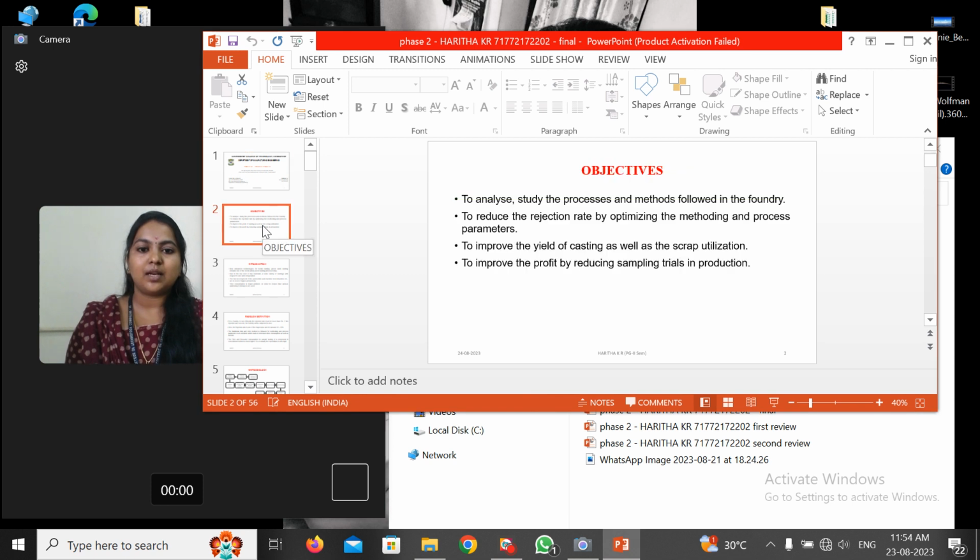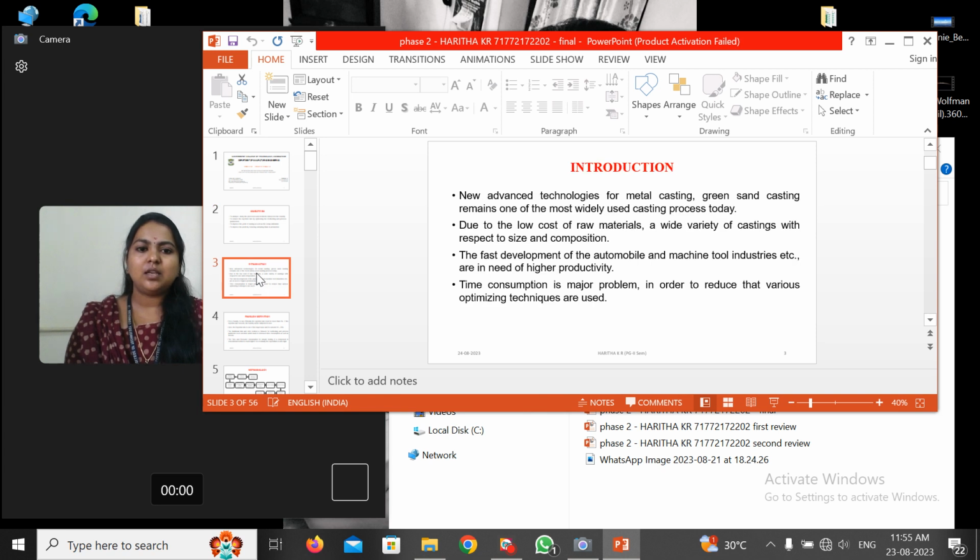The objective is to analyze and study the process and method followed in the foundry, and also reduce the rejection rate by optimizing the methoding and process parameters. Process parameters include moisture content, sand dryness, pressure and permeability level, and the amount of additives like bentonite and kaolin, and different types of sand. Moisture content has to be minimized in processing, to improve the yield of the casting as well as the scrap utilization, and to improve the profit by reducing the sampling trials in the production process.